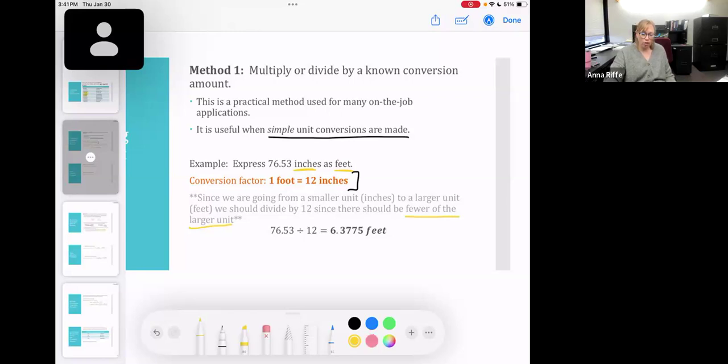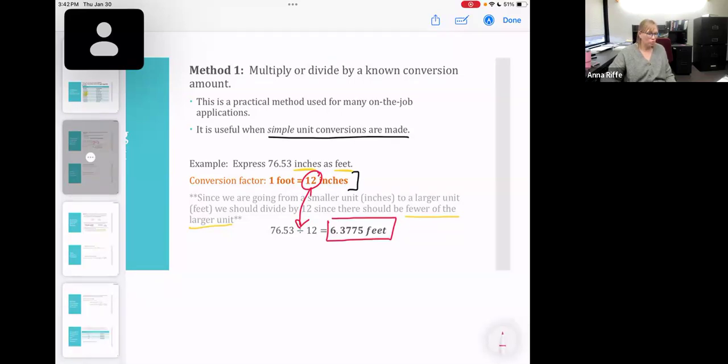Therefore, that 12, which is the number in the conversion factor, I am going to divide by. I'm going to take the 76.53 inches and I'm going to divide it by the 12 to get 6.3775 feet. So that's one you might be able to just look at and decide, okay, I need to divide. I know that much. And if you are able to do that quickly, that's totally fine. Let's maybe do one or two more like that.